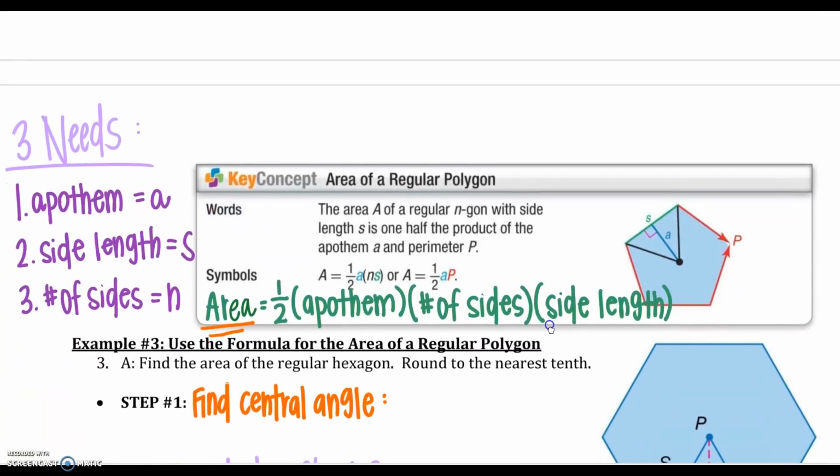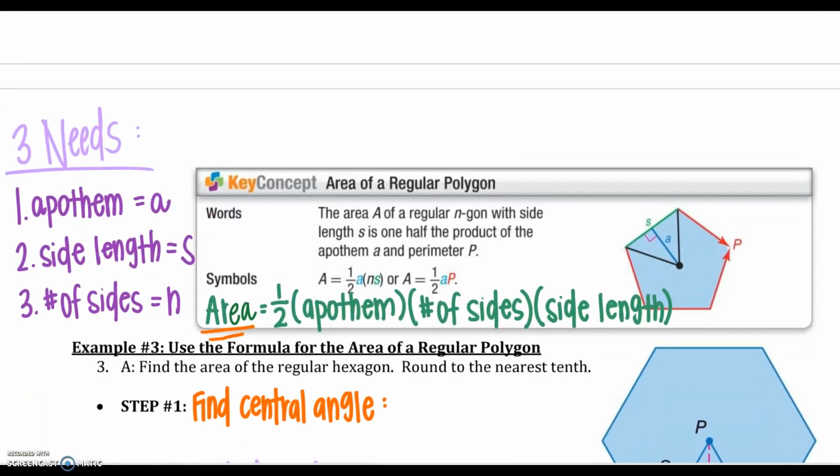So the first step I'm going to give you is to find your central angle. So I'm not going to move it down just yet, but you can see on your paper that I have 6 sides. So to find my central angle, I'm going to say 360 divided by 6, which would give me 60 degrees.